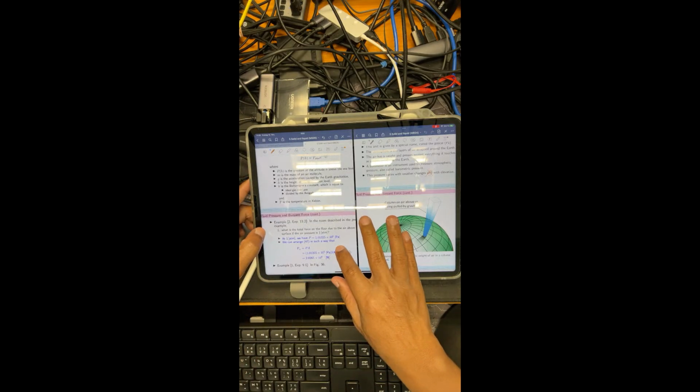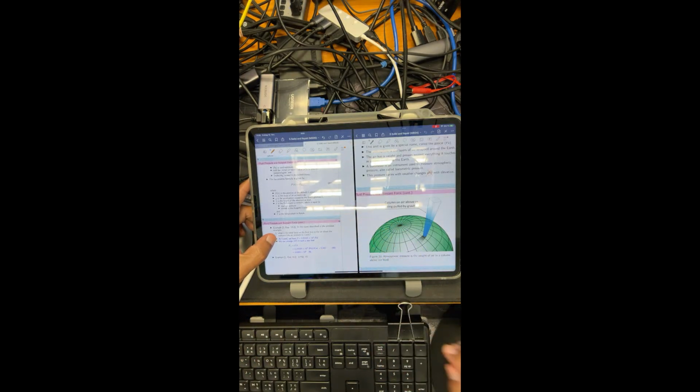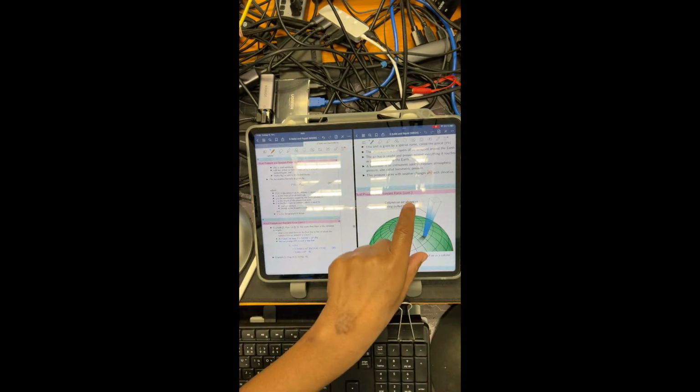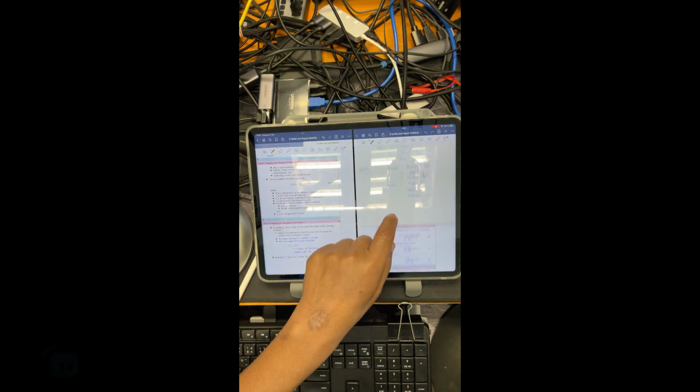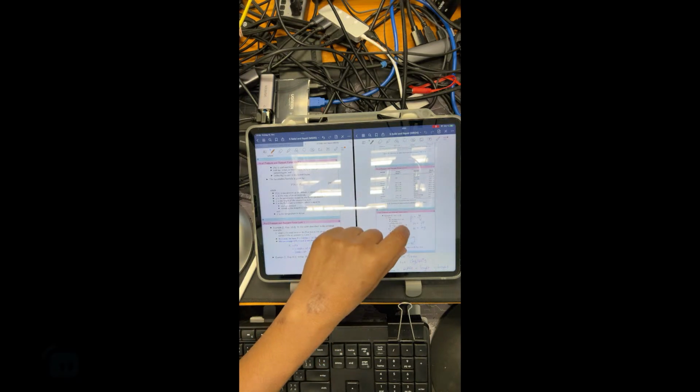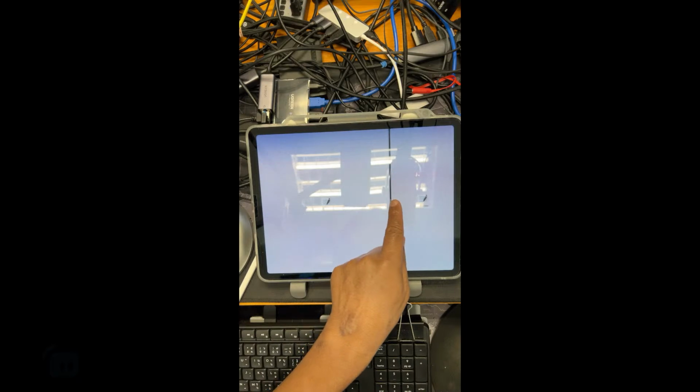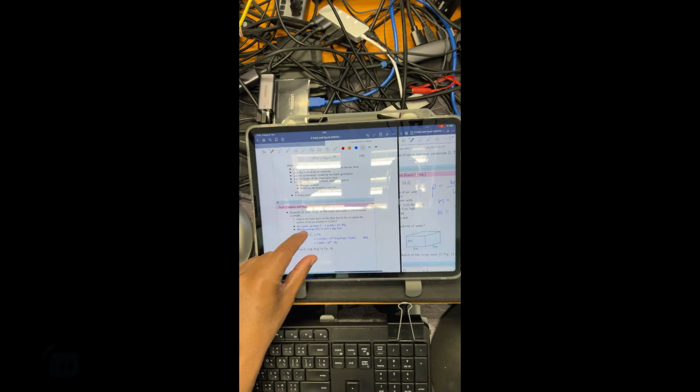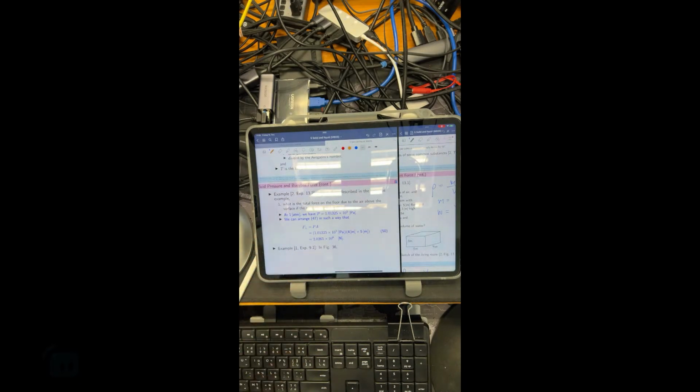Here, in the room described in the previous example, which is this one, they want to know the total force on the floor due to the air above the surface, if the air pressure is 1 atm.